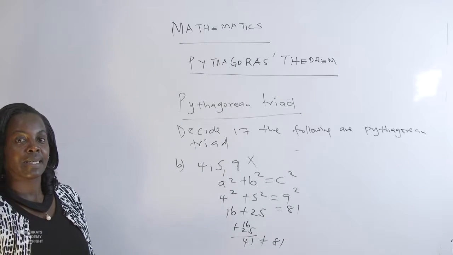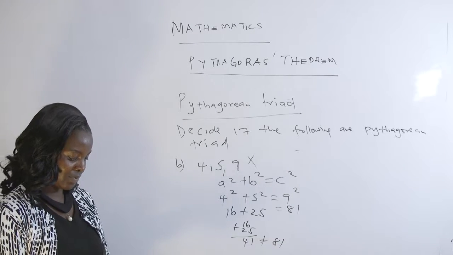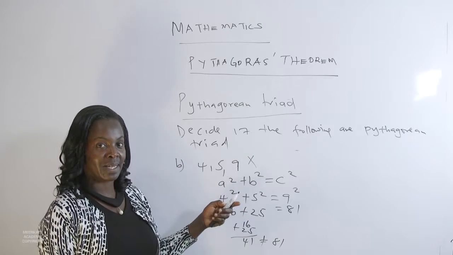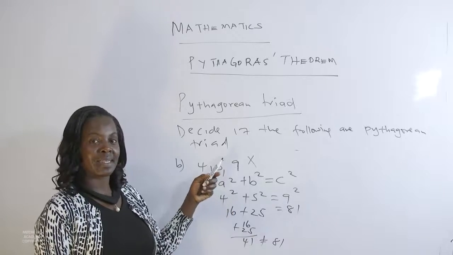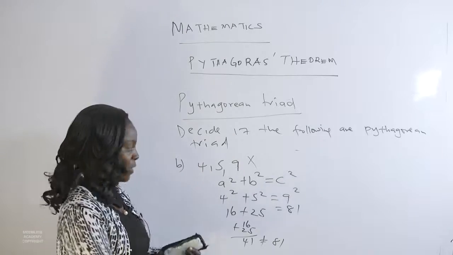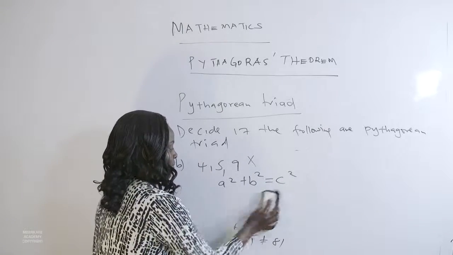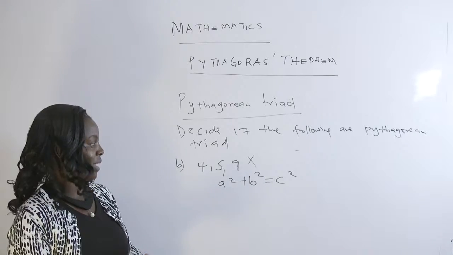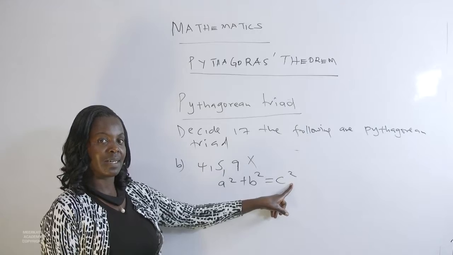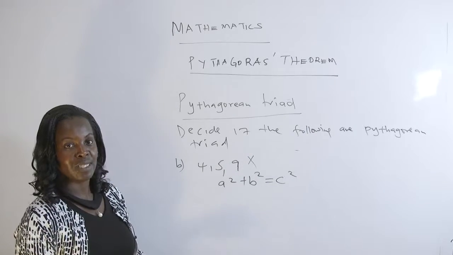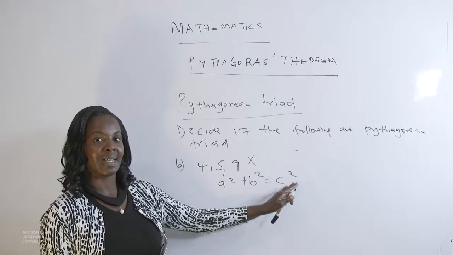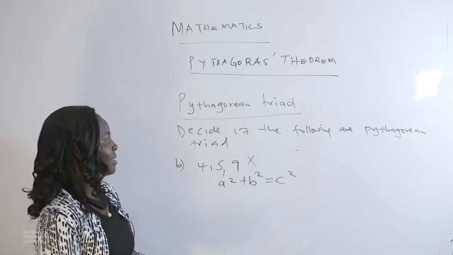So given a set of three whole numbers, and you are told to determine if it is a Pythagorean triad, meaning they make the three sides of a right angle triangle, you are supposed to substitute in the formula a squared plus b squared, which should give us c squared. If you add a squared and b squared and it does not equal c squared, then that is not a Pythagorean triad.